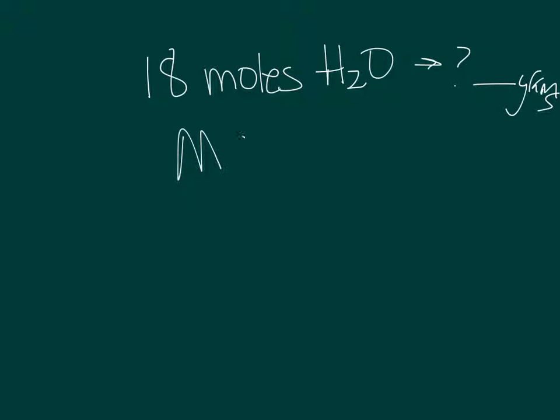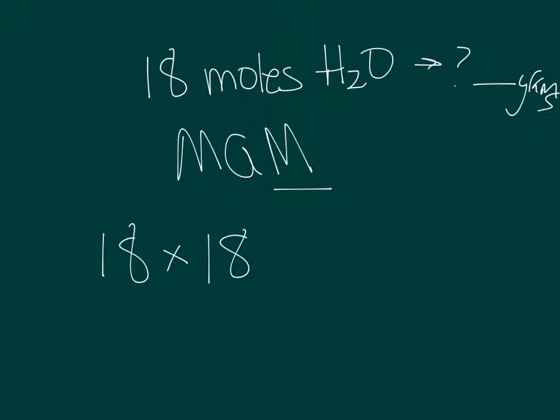Our clue word is MGM. Moles to gram, I need to multiply. So I'm going to add up water's weight: 2 hydrogens and 1 oxygen. Oxygen weighs 16, hydrogens weigh 1. So I'm going to multiply the gram number by the grams per mole.